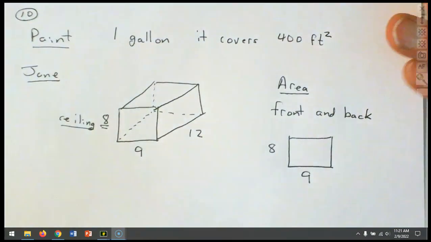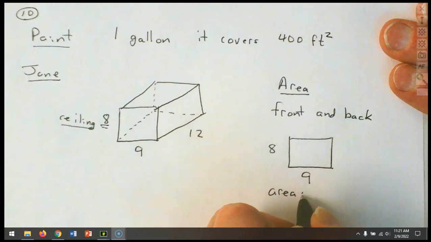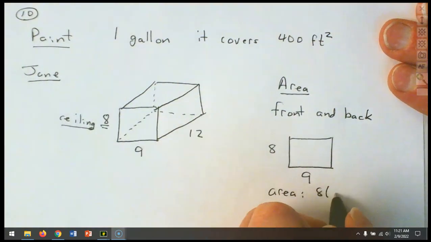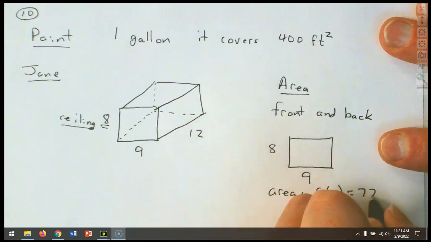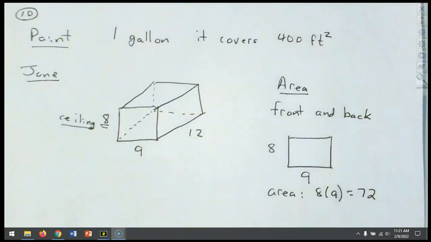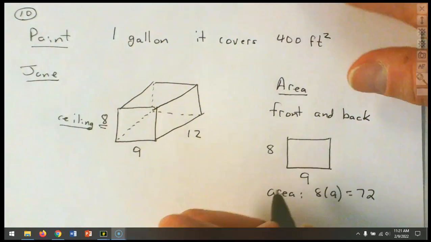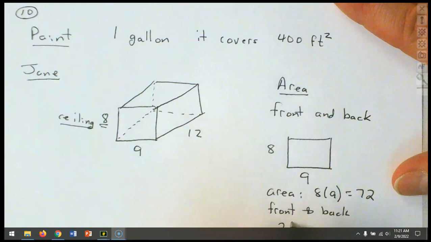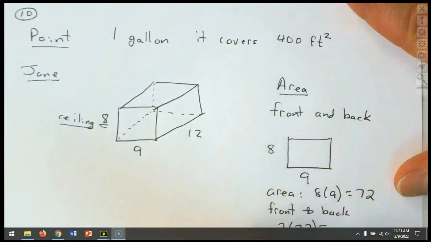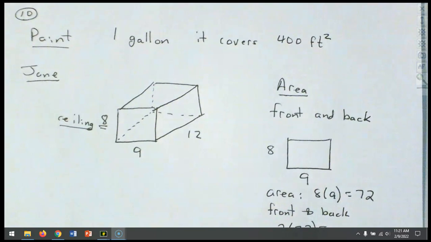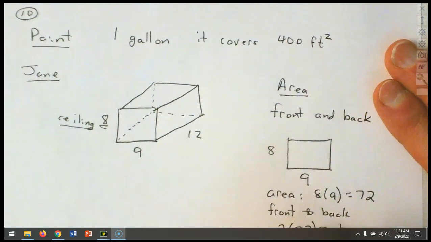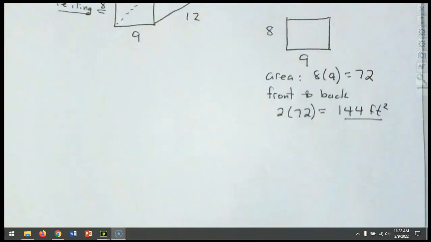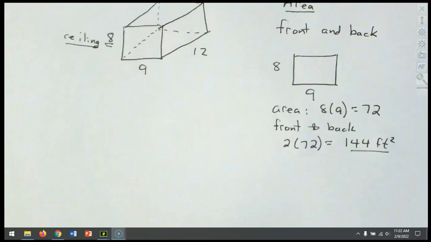So what's this area? Length times width. So that's 8 times 9, and that's 72, isn't it? Now, how many of these do we need? We need 2, because we have a front and a back. So we've got to double it. We'll double our 72, and that comes out to be 144. So that's 144 square feet so far. Now, are we done yet? Nope, because that's the front and the back.